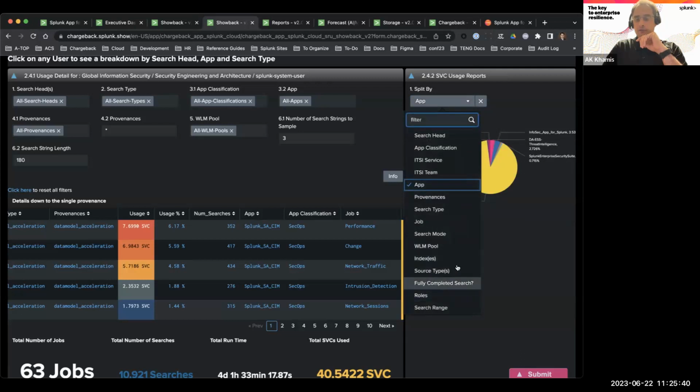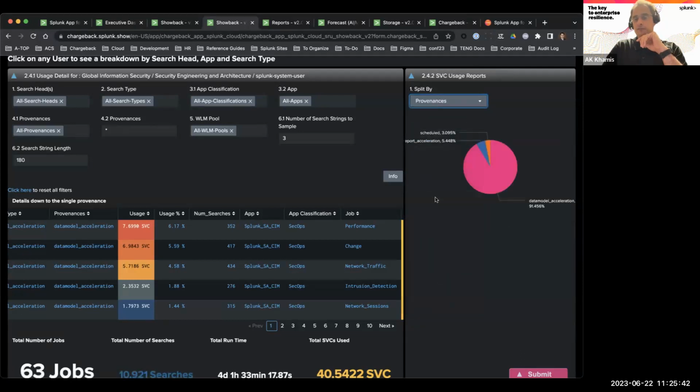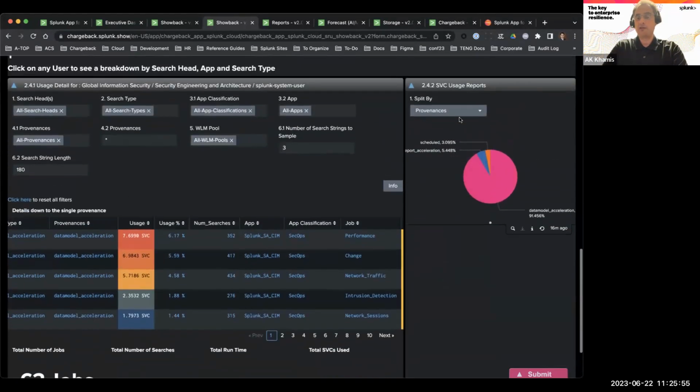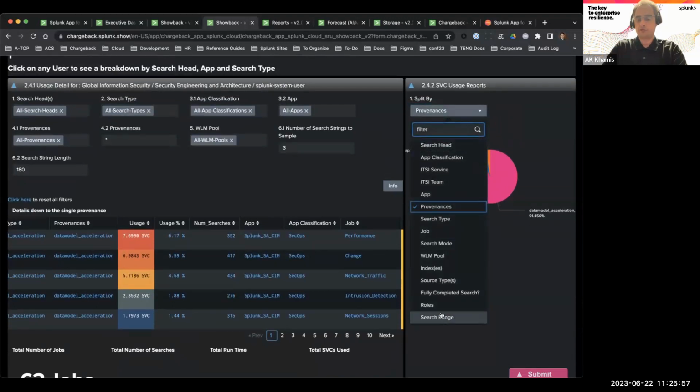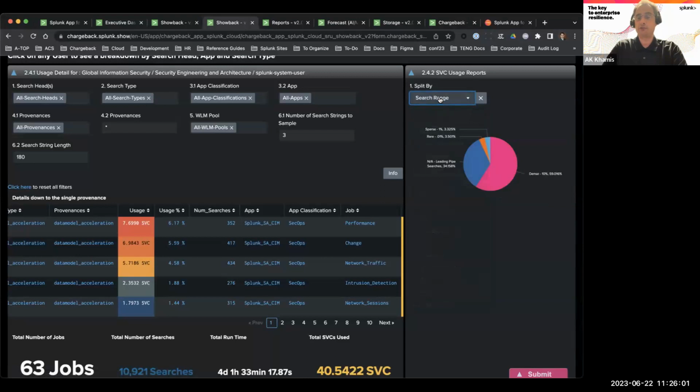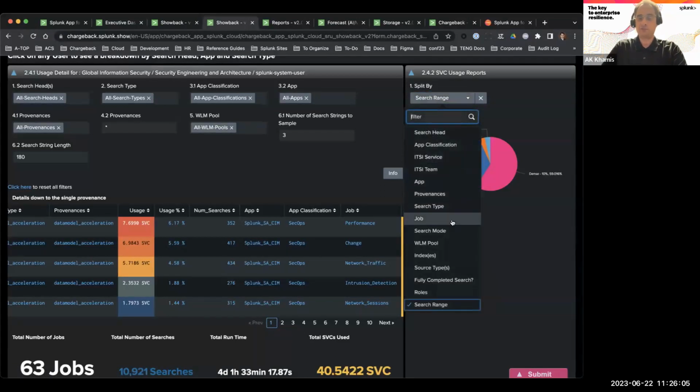Or I can look at the one called provenances. So if you have dashboards going on for regular users, you would see that in provenances. Very nice to have that to see what kind of dashboards are being used in the environment, et cetera. Even the search string itself or the search ranges, what kind of searches we're writing. Are they dense? Are they sparse? Are they rare? Are they leading pipe searches? And the search string itself would be in here as well.